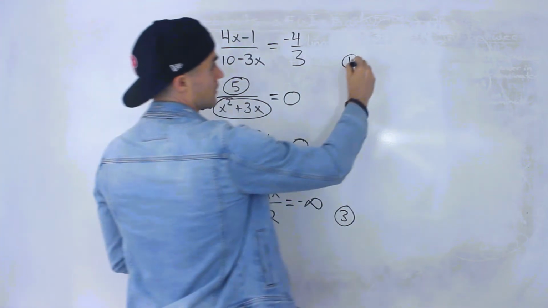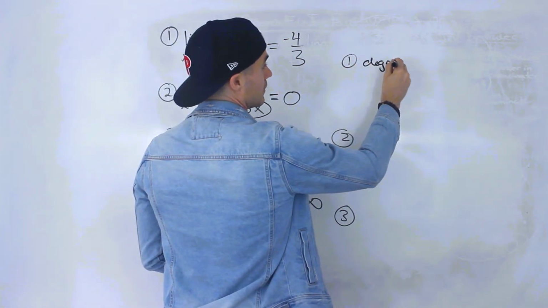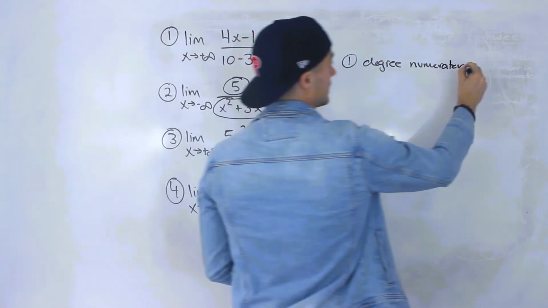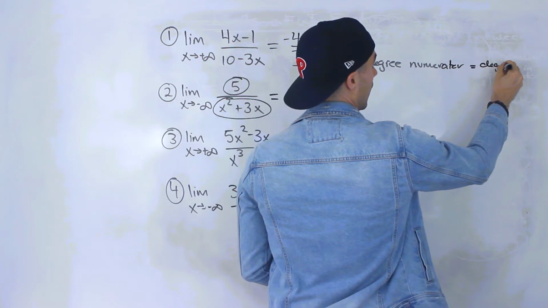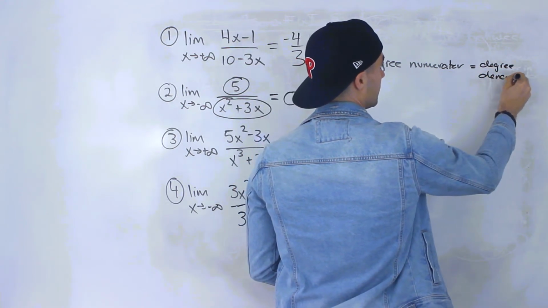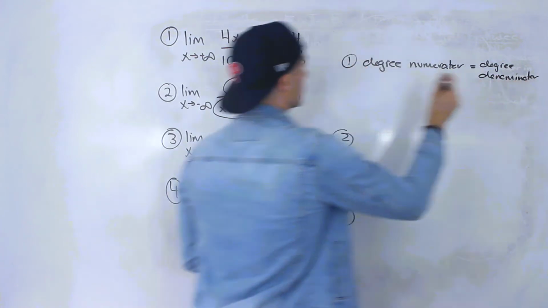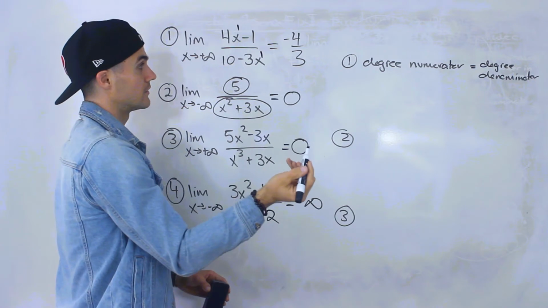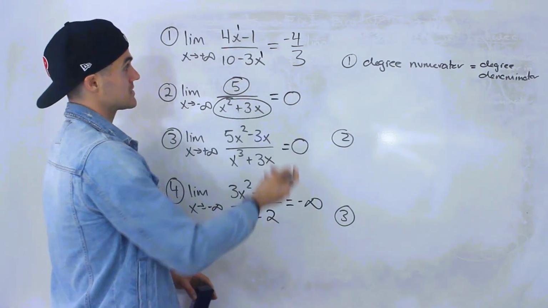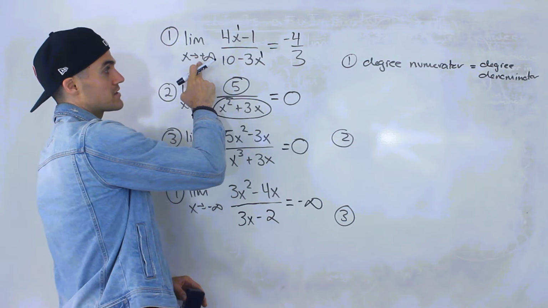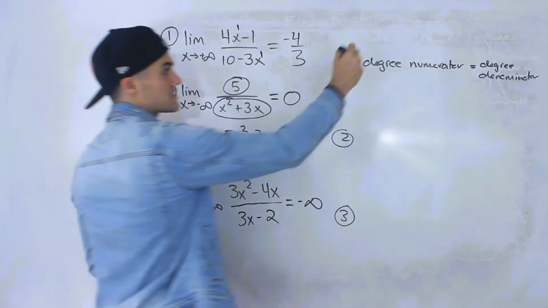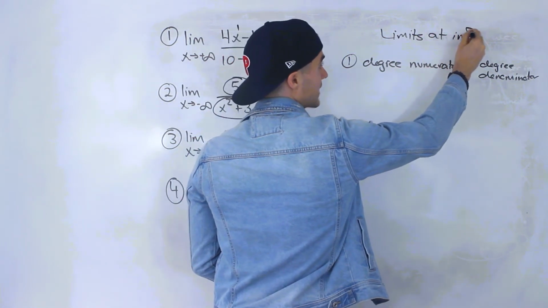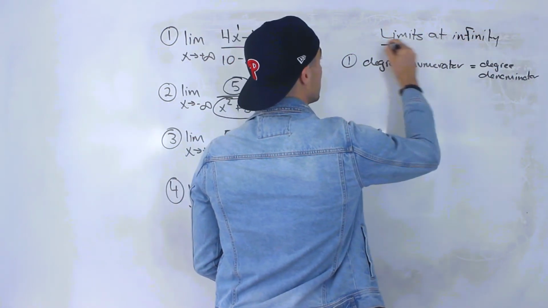So either the degree of the numerator is going to equal the degree of the denominator. Like in this case here, notice the degree of the numerator is 1, the degree of the denominator is 1. And when this happens, remember this is for limits at infinity, so the x value has to be approaching plus or minus infinity.